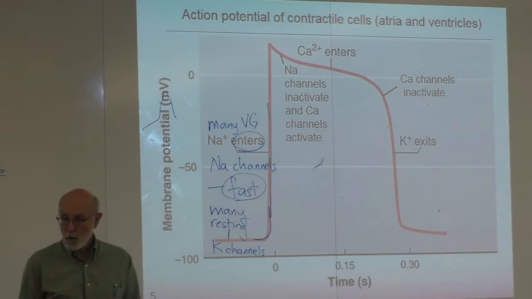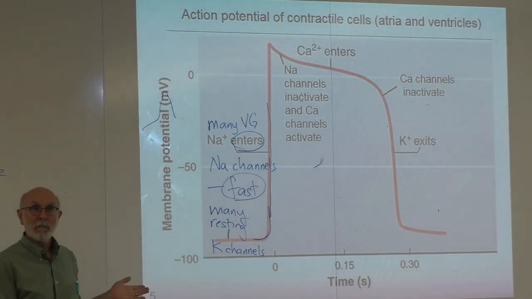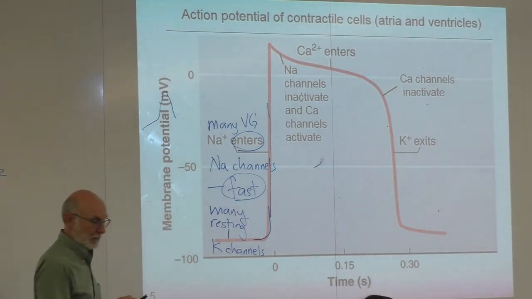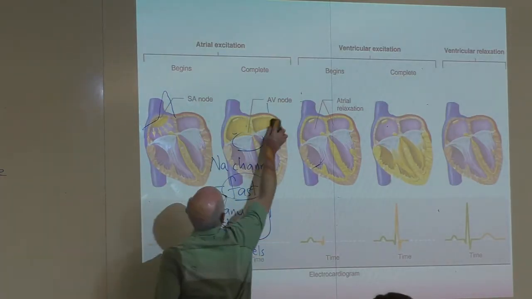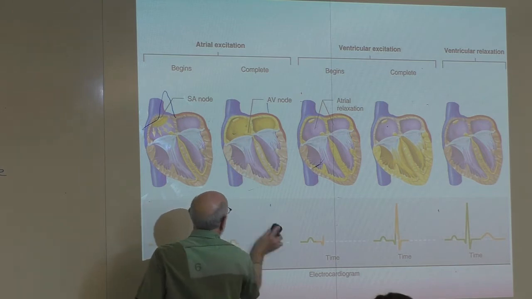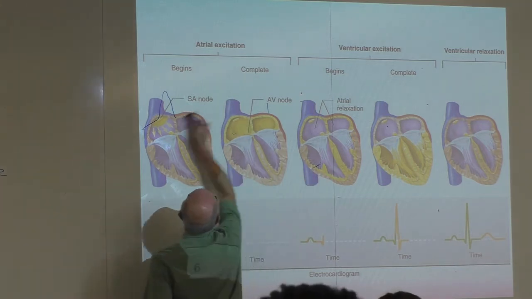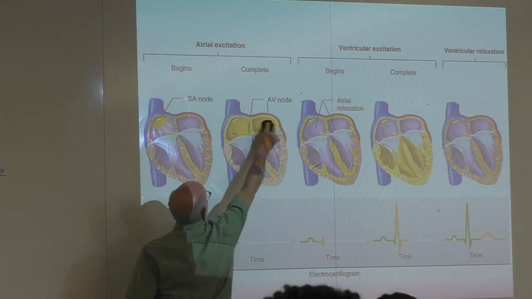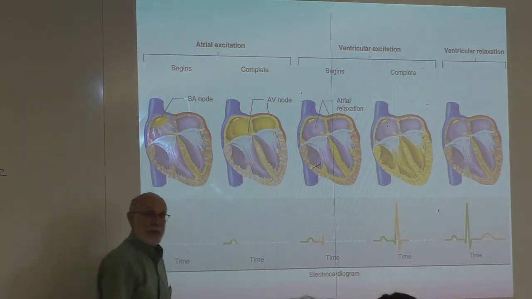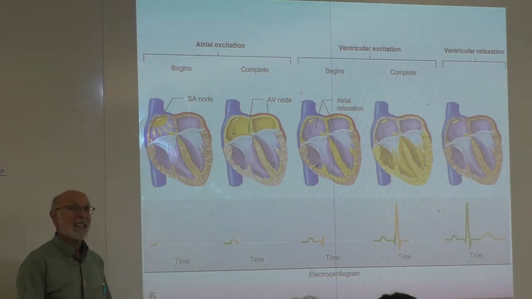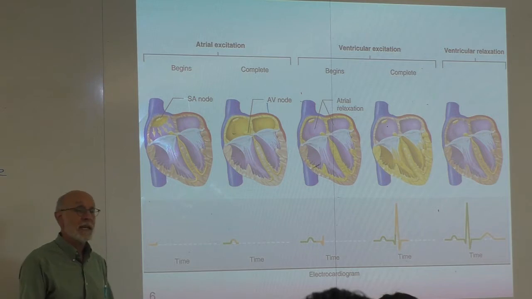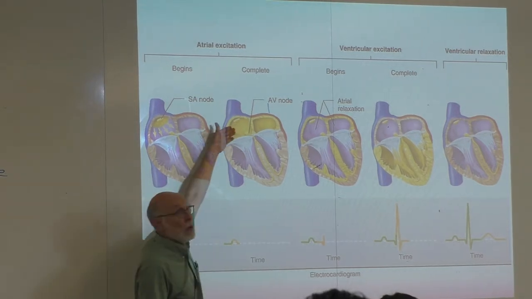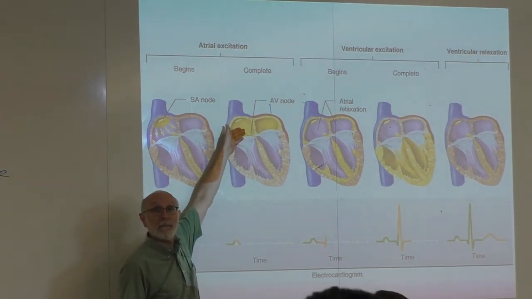Okay, so let's stop there. We've now spread action potentials throughout the atria. Those atrial muscle cells are contractile. They have depolarized. They have allowed calcium to flow in. That calcium has triggered calcium release. That calcium has triggered contraction. We have atrial systole.